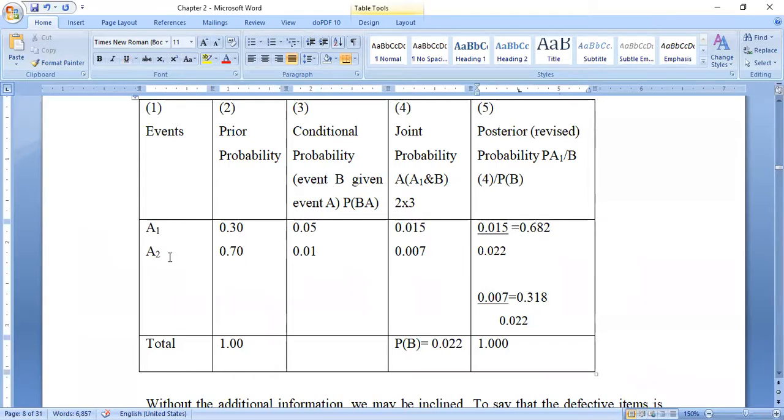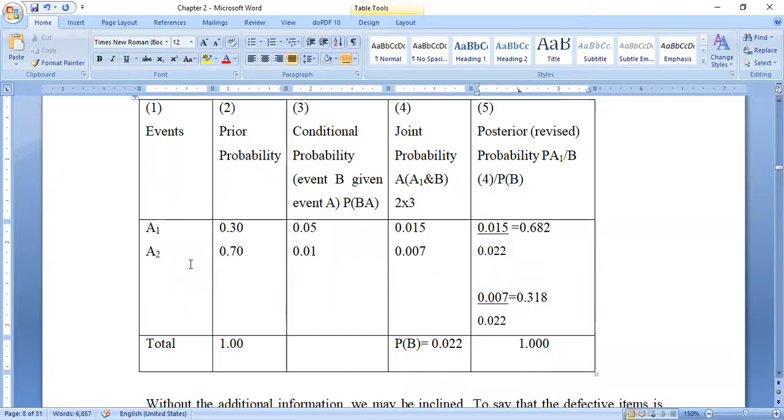Observe carefully here: 0.007 divided by 0.022, then you will get 0.318. When we add 0.682 and 0.318, you will get 1.